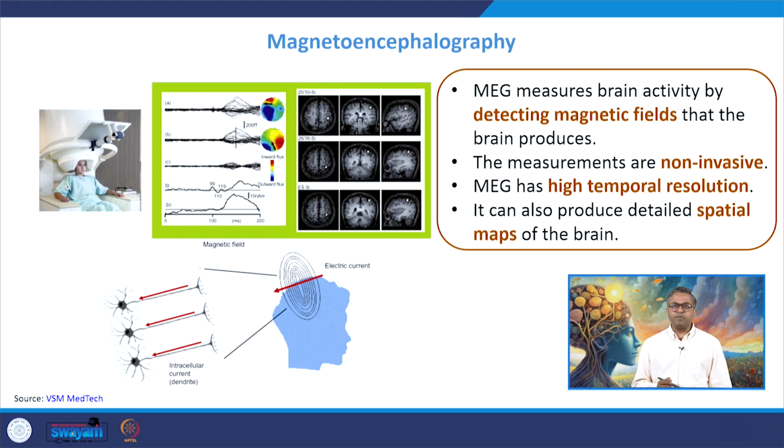For medical purposes, MEG and EEG are very good tools for the localization, for the identification of any sort of impairment or damage or deficit that happened in the brain. Now what we see here is that the MEG measures brain activity by detecting the magnetic field that the brain is producing.